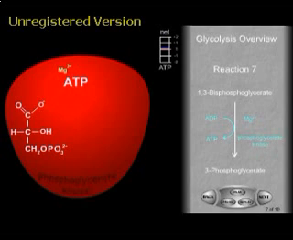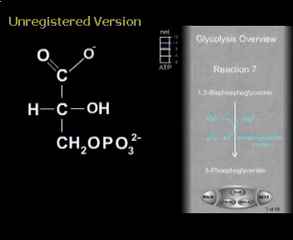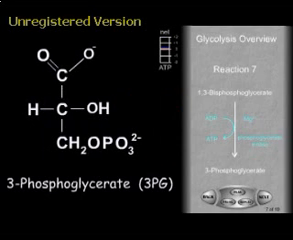Since two molecules of ATP are generated for each glucose molecule that entered the pathway, this brings the net ATP yield of the pathway at this stage to 0.